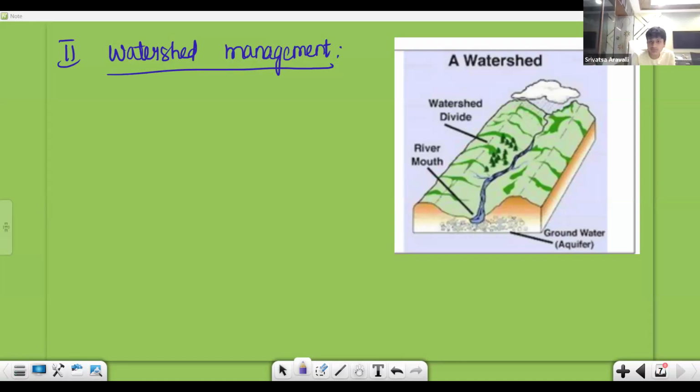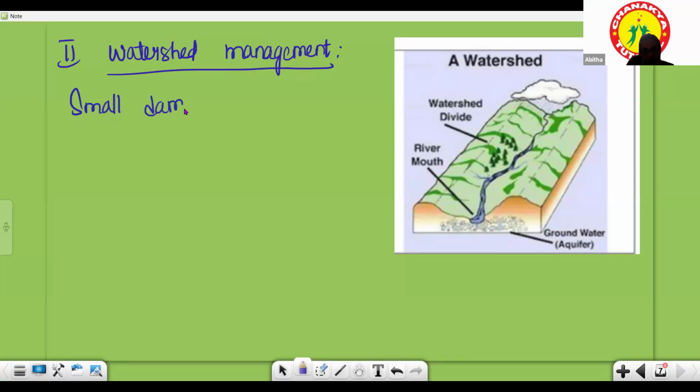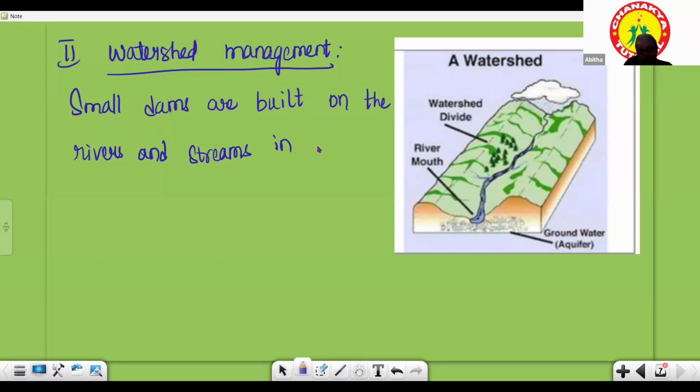So small dams are built on the rivers and streams, in order to increase the ground levels of the area.